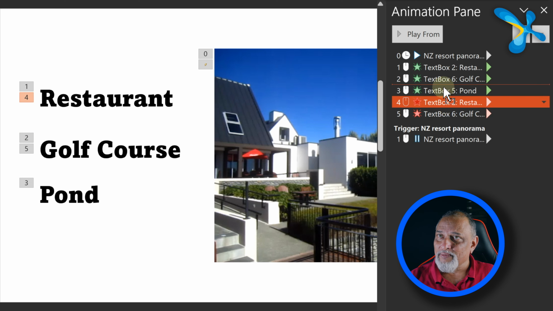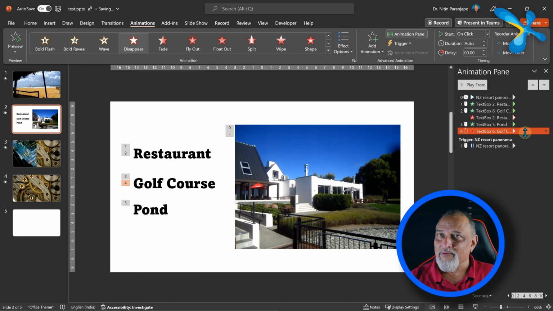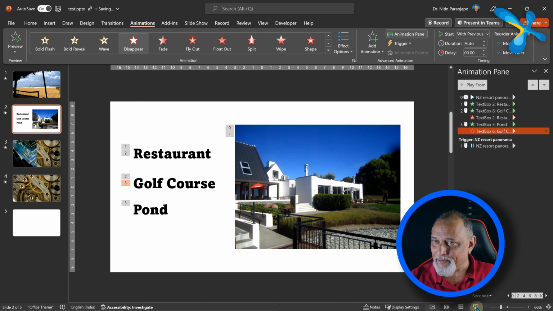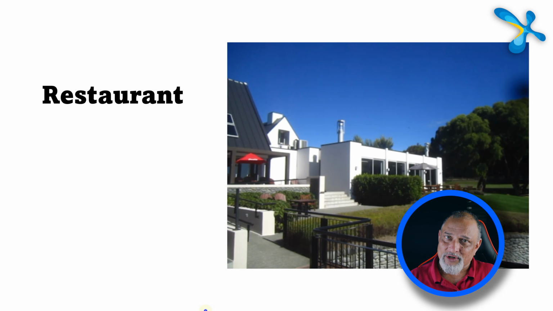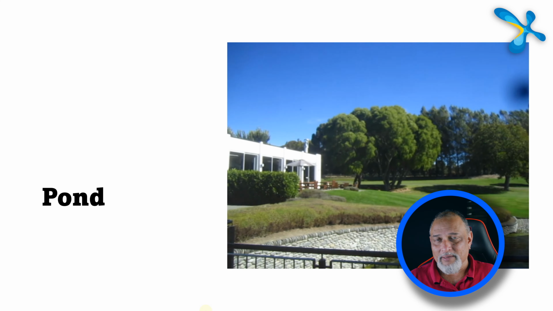So I'll arrange it here and tell this one to start with previous. The same thing will happen for this one also. So when pond is coming, golf course will disappear. Let's see. First click, restaurant; second click, golf course, restaurant gone; and third, pond, previous one gone. Now why am I doing all these complex things when the video is not linked to it? Relax. Everything will fall into place step by step.